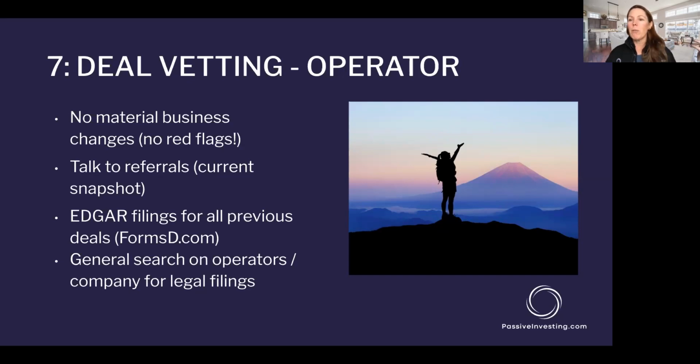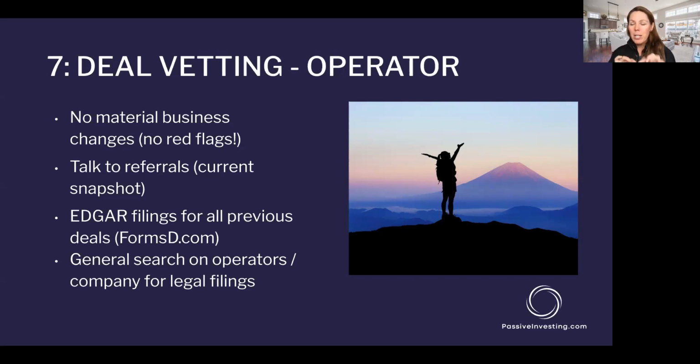Now, some people ask for referrals early. I've talked to investors who say, we might invest in the next 6 to 12 months, can I talk to some referrals? No problem with that. However, you're not getting the most current snapshot of the business. I would save that referral ask for when you have a deal that you're going to invest in, because now you're going to talk to referrals and get the most current snapshot of the company's business performance.